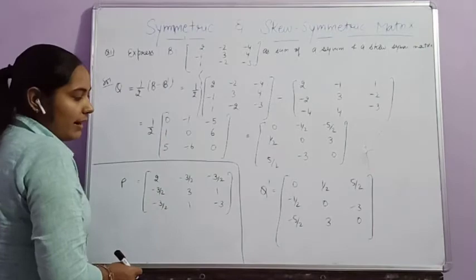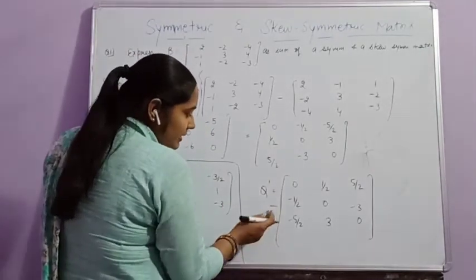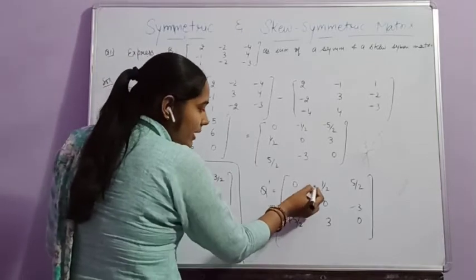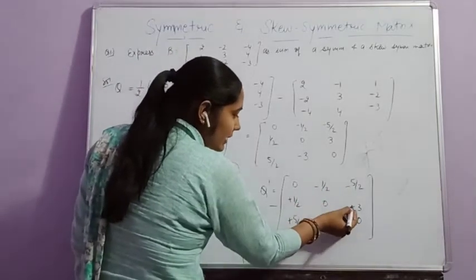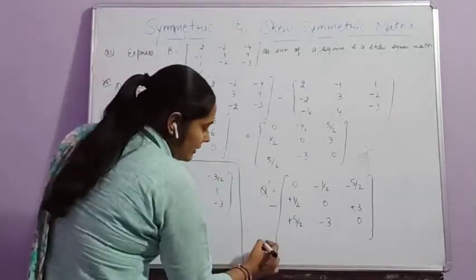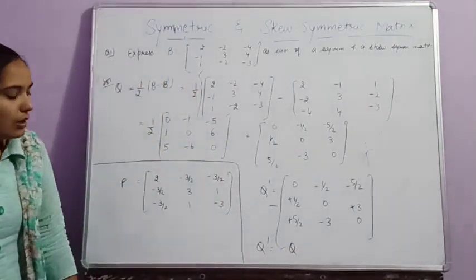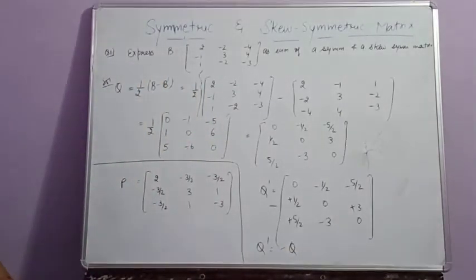If we take minus common from Q transpose, then it will be positive and it will be negative. Similarly, it will be positive, it will be negative. And we can see that both are same. That is Q transpose is equal to minus Q. So, Q is skew symmetric matrix. Clear?